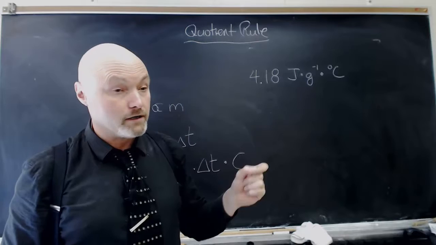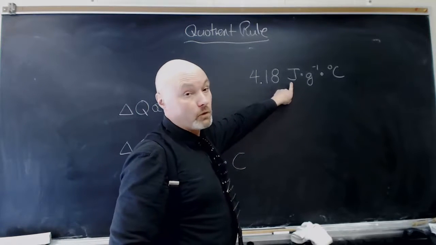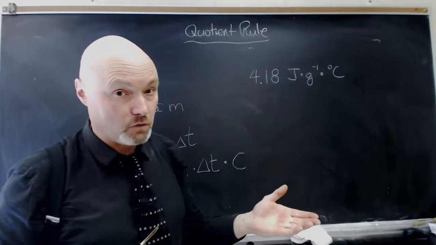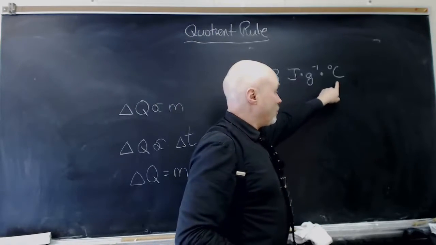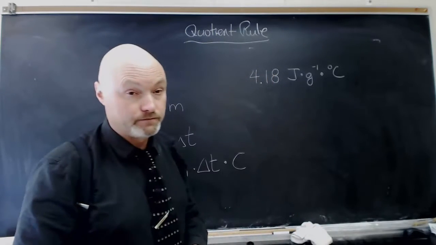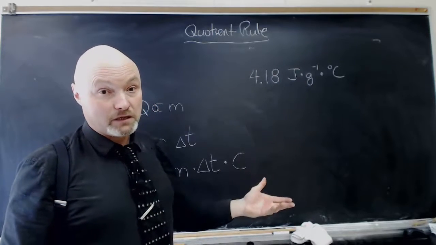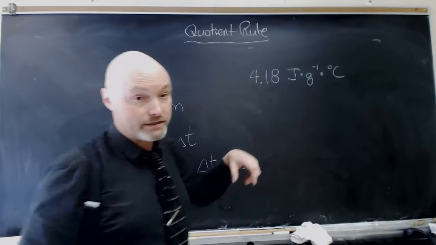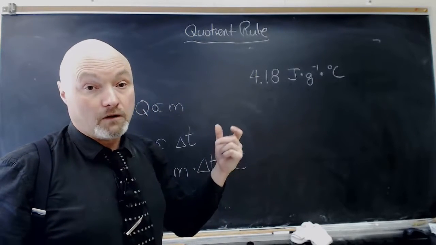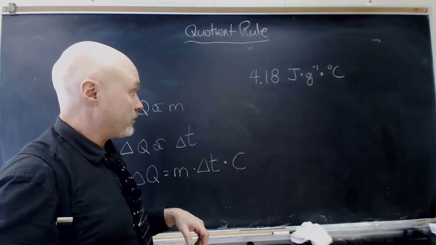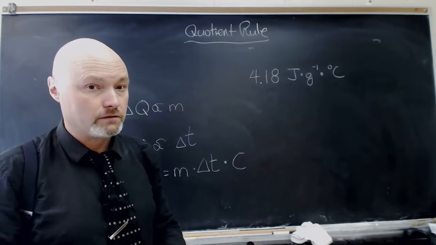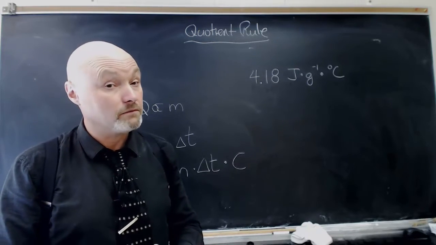So for water, it takes 4.18 joules to raise 1 gram, which is the same as 1 milliliter of water, 1 degree Celsius. If I had 10 milliliters of water, it would take 41.8 joules to raise that water 1 degree Celsius. Okay? And that's the heat equation. Delta Q equals m delta T c.